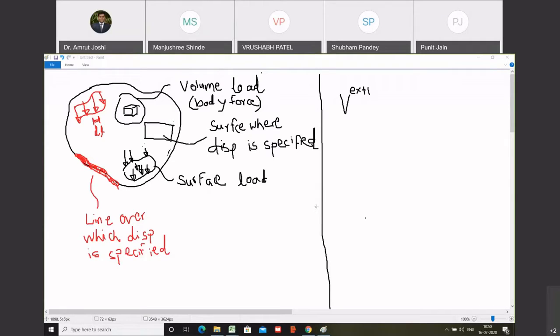In the last class, we applied the principle of minimization of potential energy to a particular problem. Now in this class, we are going to consider a generalized problem of a 3D body subjected to a generalized loading system. You already know there are three types of loads: line load, surface load, and volume load.